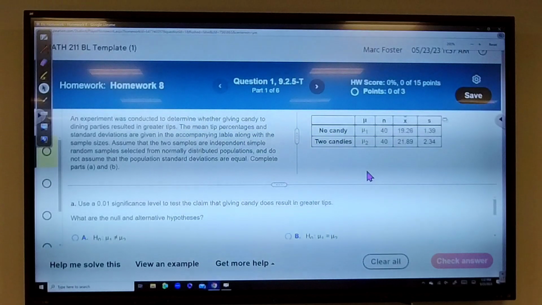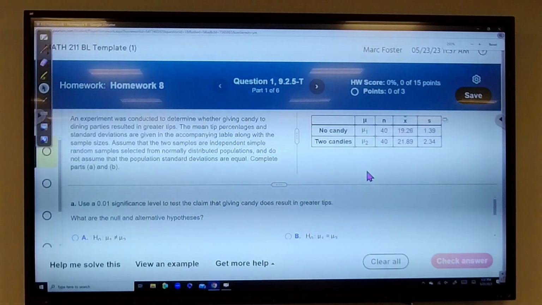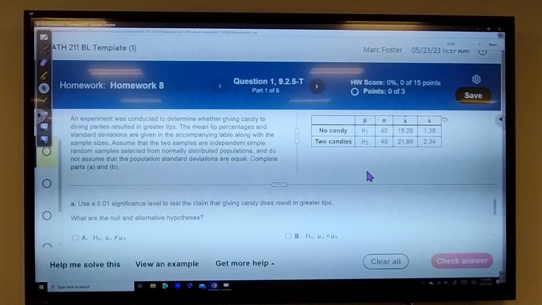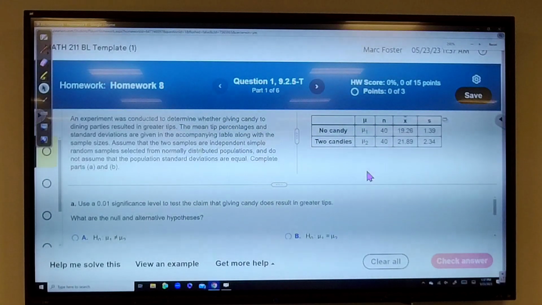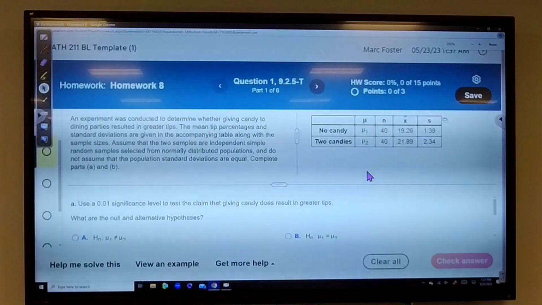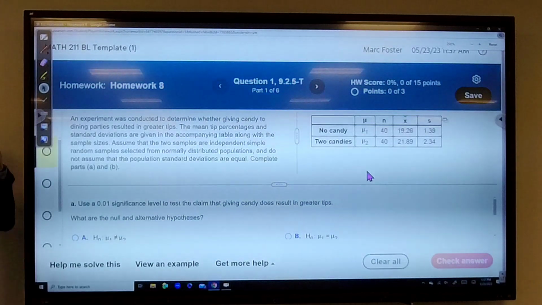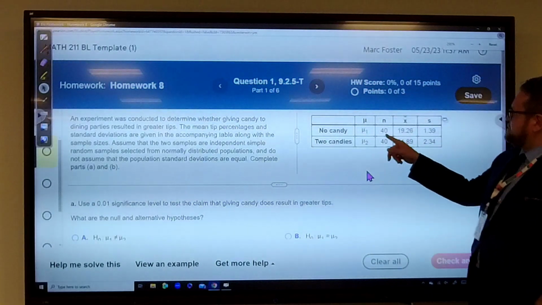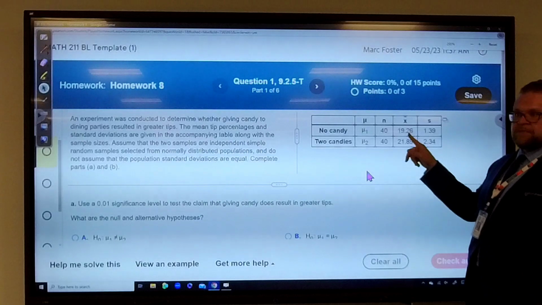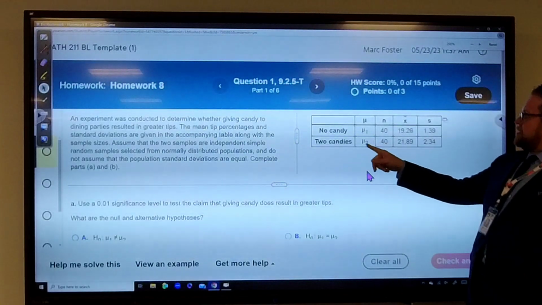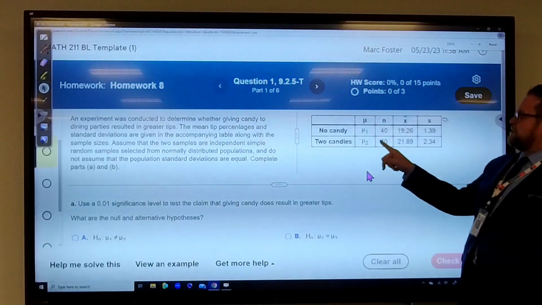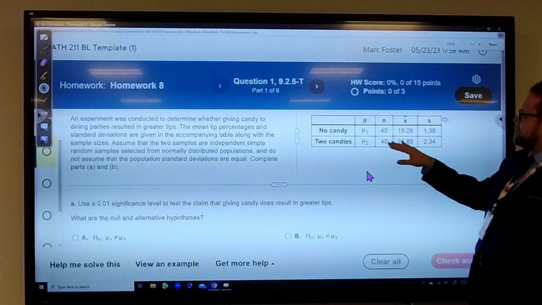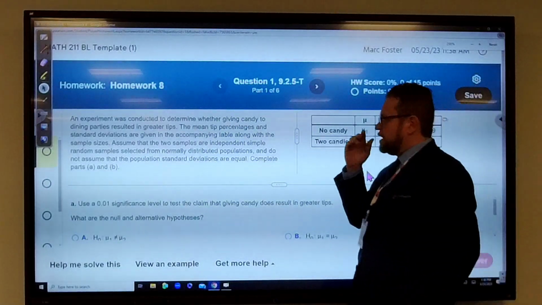Does giving candy to dining parties result in greater tips? I guess if you're a server. Then if you have 40 tables, you gave 40 tables no candy. This is the average tips, standard deviation of the tips. In the second group of 40 tables, you gave them 2 candies. Average tip, I think it's kind of big. Average tip and standard deviation.